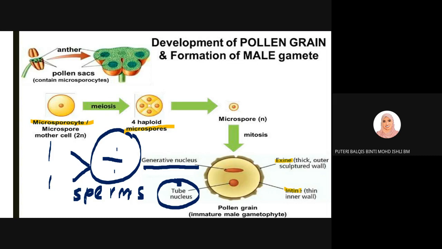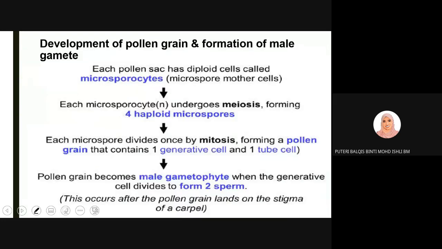Sebab itulah kalau pollen grain ni dimakan oleh pollinator, contohnya burung, katalah burung tu pergi tempat lain, dia boleh survive. Pollen grain tu boleh germinate. Sebab apa? Dia ada exine, tough protective layer. Alright, this is the development of pollen grain and formation of male gamete.